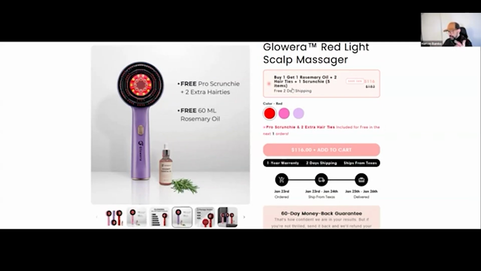Buy one, get one, plus two, plus one. You don't want to have a lot of mathematics in this. You want to just make it simple. And I think that's also how to position something in a way where it's just simple. It doesn't have to be complicated.